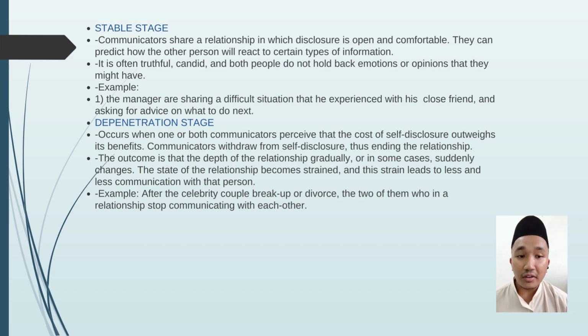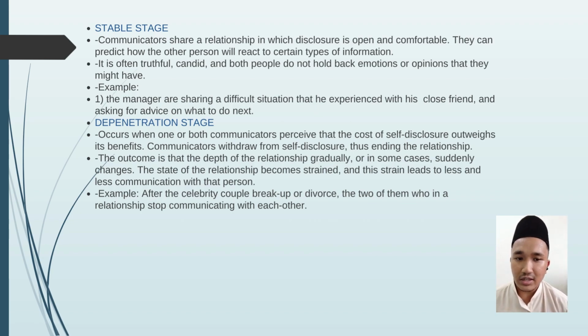Okay, so next is the stable stage. The stable stage is when communicators share a relationship in which disclosure is open and comfortable. They can predict how the other person will react to certain types of information. It is often truthful and candid, and both people share the emotions or opinions that they have. For example, a manager shares a difficult situation that he experienced with his close friend and asks for advice on what to do next.